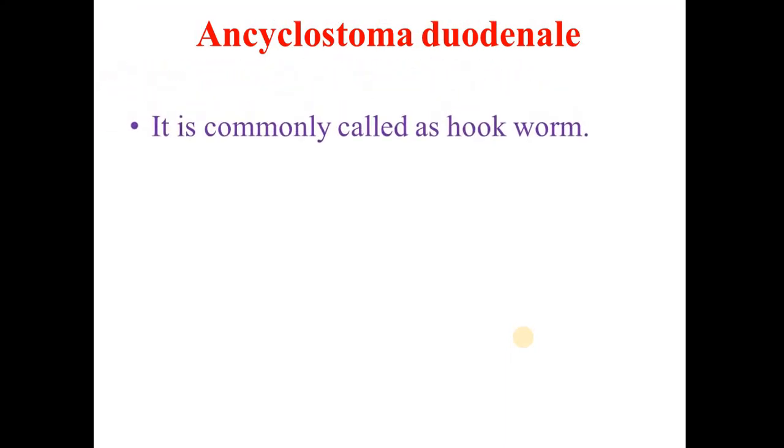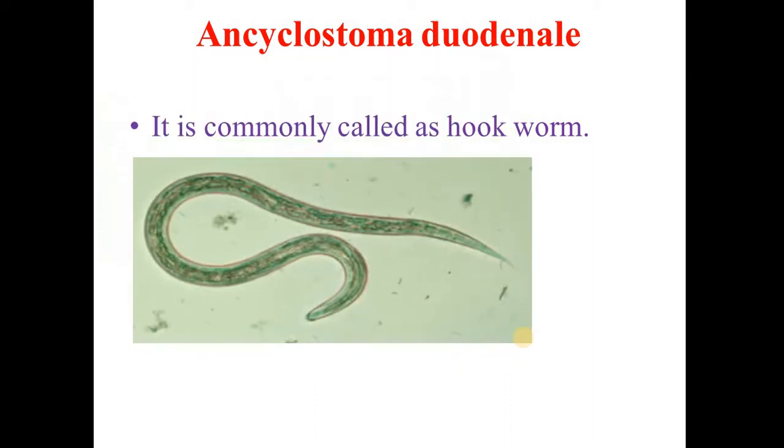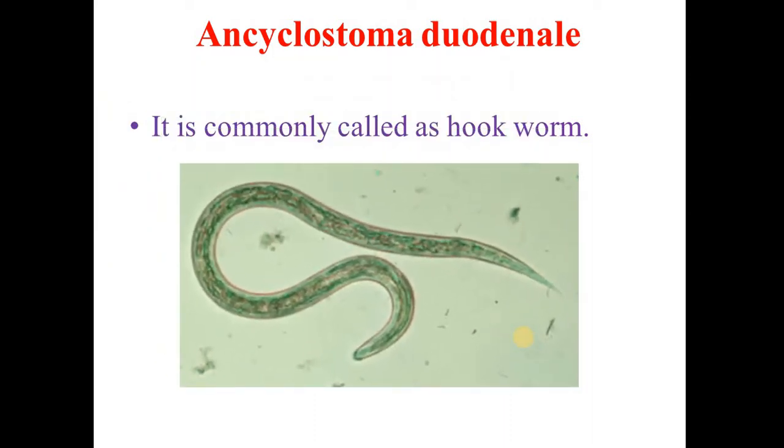Next is Ancylostoma duodenale. It is commonly called hookworm. The adult lives in the intestine of man. It sucks the blood, lymph, bits of mucous membrane and tissue fluids. Again, it is a monogenic parasite, that means it completes its life cycle in a single host. The juveniles enter man through the skin from the contaminated soil. This is the picture of Ancylostoma duodenale.